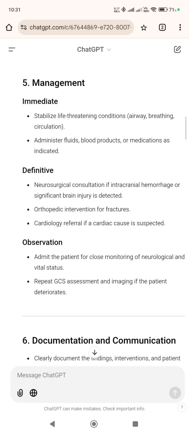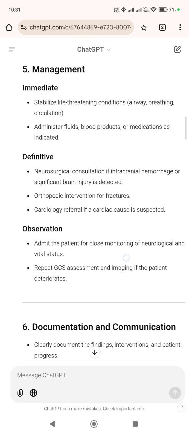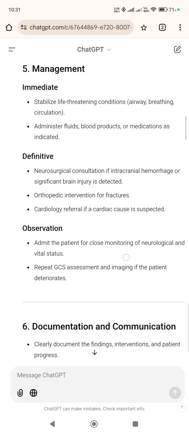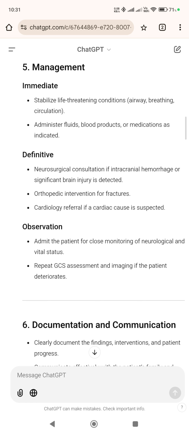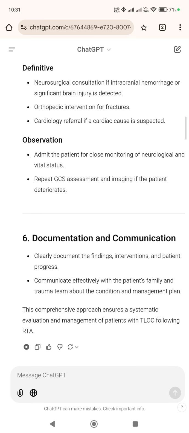Definitive: neurosurgical consultation if intracranial hemorrhage or significant brain injury is detected. Orthopedic intervention for fractures. Cardiology referral if a cardiac cause is suspected. Observation: admit the patient for close monitoring of neurological and vital status. Repeat GCS assessment and imaging if the patient deteriorates.